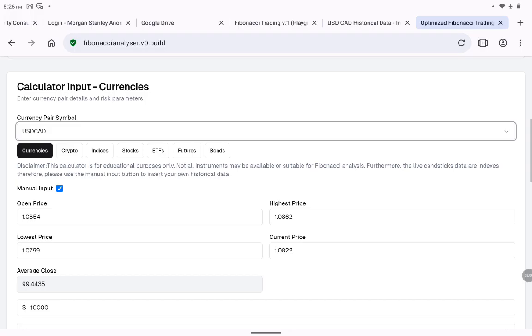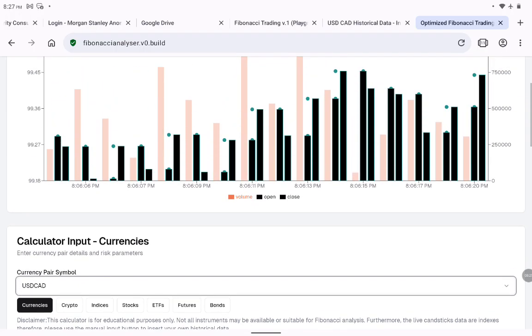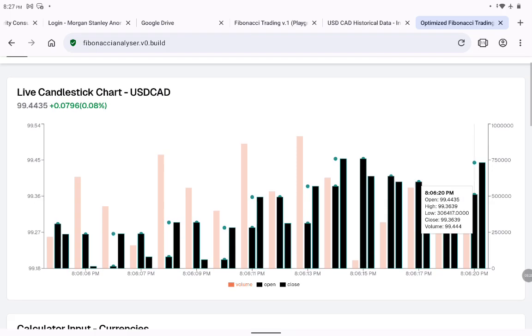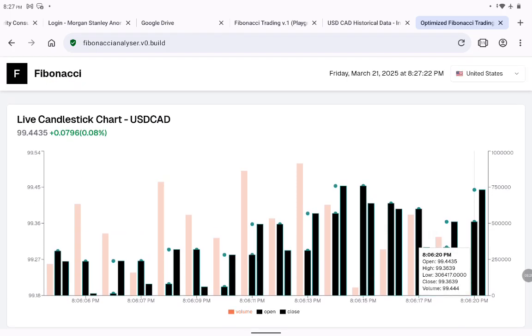Like I said in the disclaimer, this calculator is for educational purposes only, so not all instruments may be available or suitable for Fibonacci analysis. Furthermore, the live candlestick data are indexed, therefore please use the manual input button to insert your own historical data. What that simply means is that what you're looking at here, this graph, I'll reload the page on time.